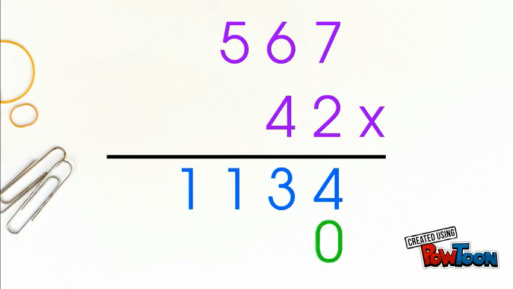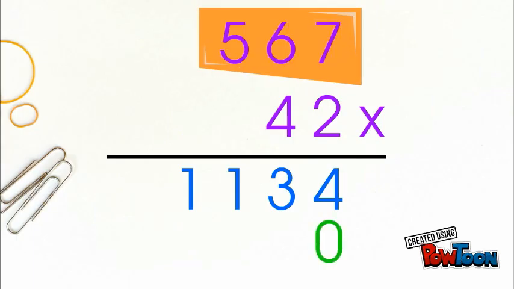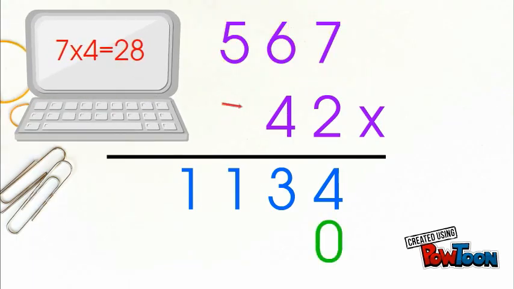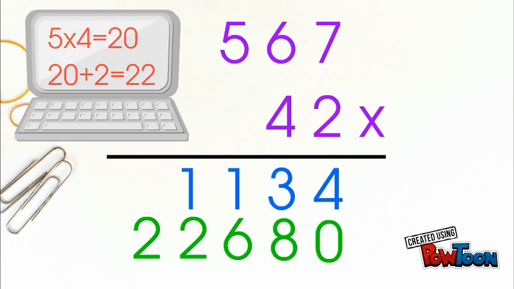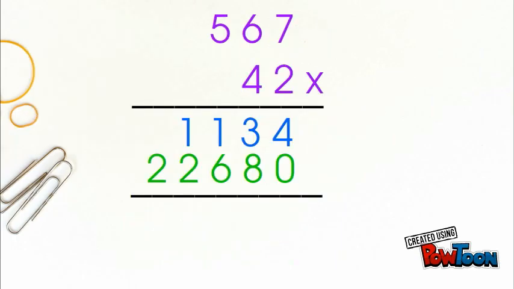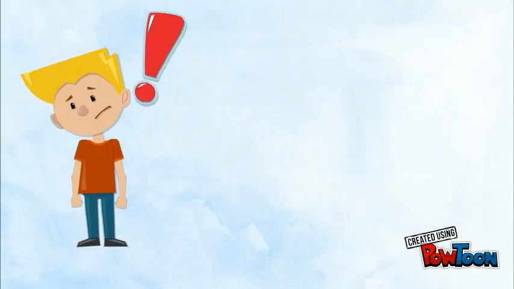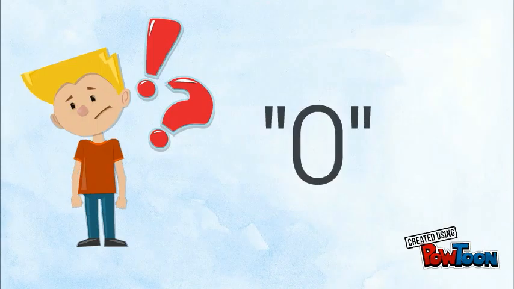Now we place a 0 here and multiply the rest using the 4 in the tens column. Make sure you add the two numbers together, and it should make 22,814. Wait, where does the 0 come from?